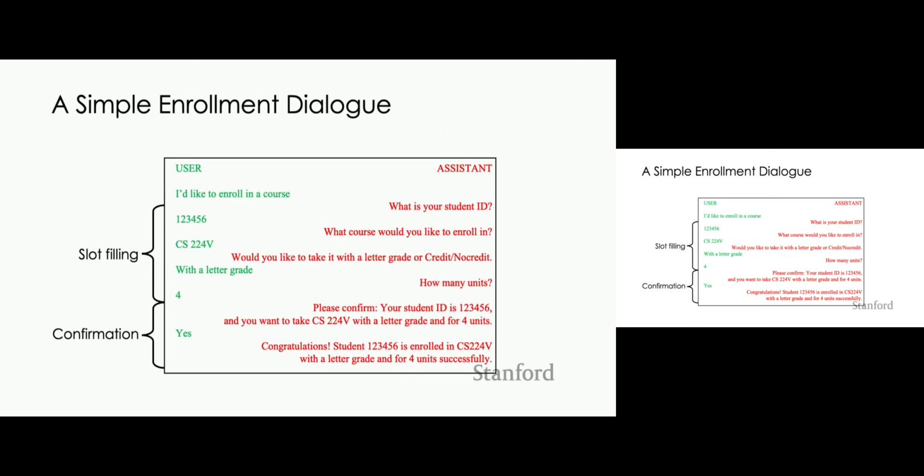It's like, I'd like to enroll in a course. It says, oh, I need a parameter. What is your student ID? I ask you for it. What course would you like to enroll in? Would you like to take it with a grade? With how many units? And then at the end, we ask for the confirmation to make sure that this is what you want. So this is the standard little conversation template, okay?